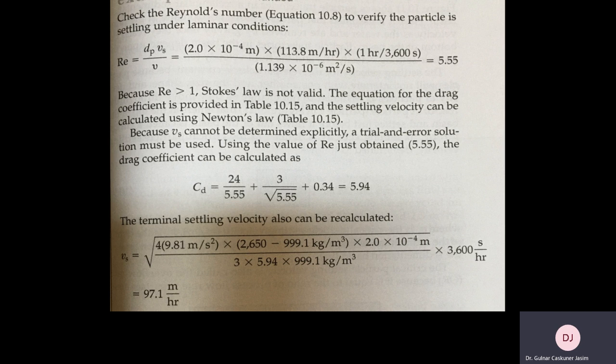But we need to calculate the drag coefficient, which is provided in the table. So the drag coefficient has been calculated by using the equations in the table, and it has been found to be 5.94. And we use the terminal settling velocity equation for Newton's law. Finally, the settling velocity has been found to be 97.1 meters per hour.